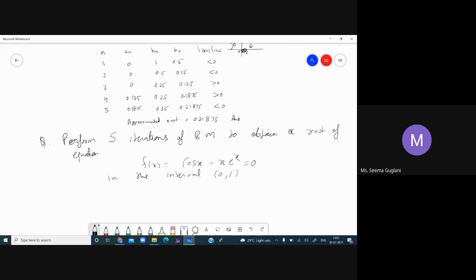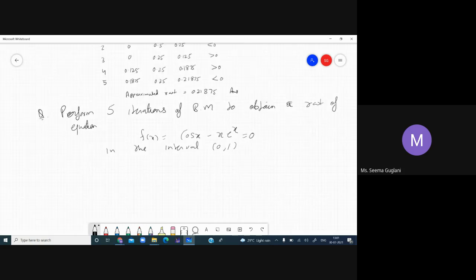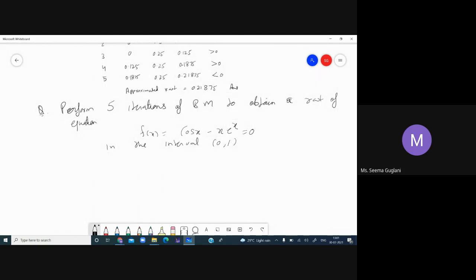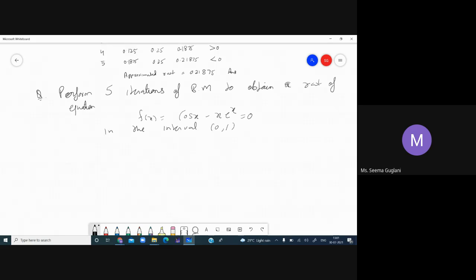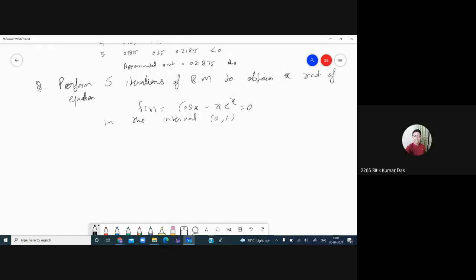Now I would like to mention one thing here. Whenever you are dealing with a trigonometric function, you always take x in radians. Clear? Whenever you are doing the calculation, x should be in radians. Whichever calculator you are using, just set it to radian mode. Clear? Don't forget to do that.